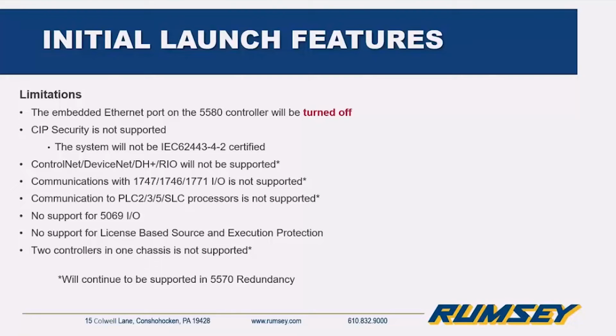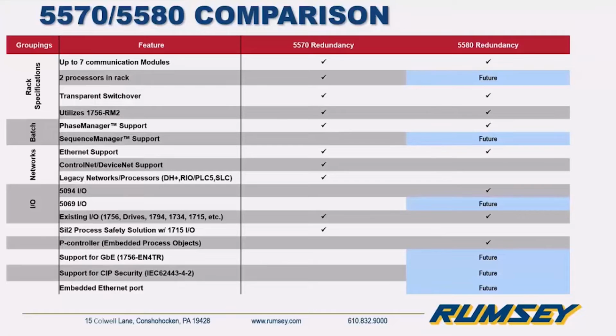Those are still available in the 5570, and that is still a viable platform moving ahead. So if we still need to do that, we still have an option. If you have a new system where some of that doesn't matter, then you can look at the 5580 as an option. And this is the chart of where it's at and what we're going to support in each one of them, the 70s and the 80s, and also what's planned for the future. The big thing there is going to be enhancements to use the port and to use the EN4TR to get gigabit Ethernet involved. That is planned for a future release. Again, V33 is the initial release, so we've got some limitations on it.